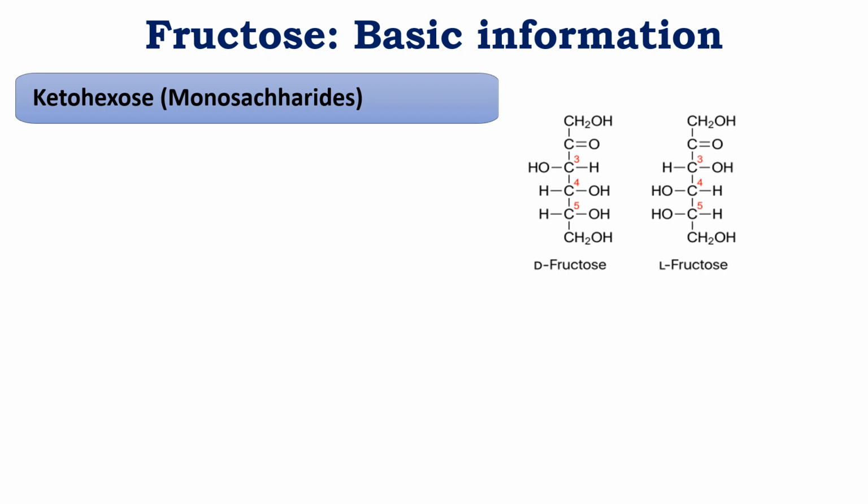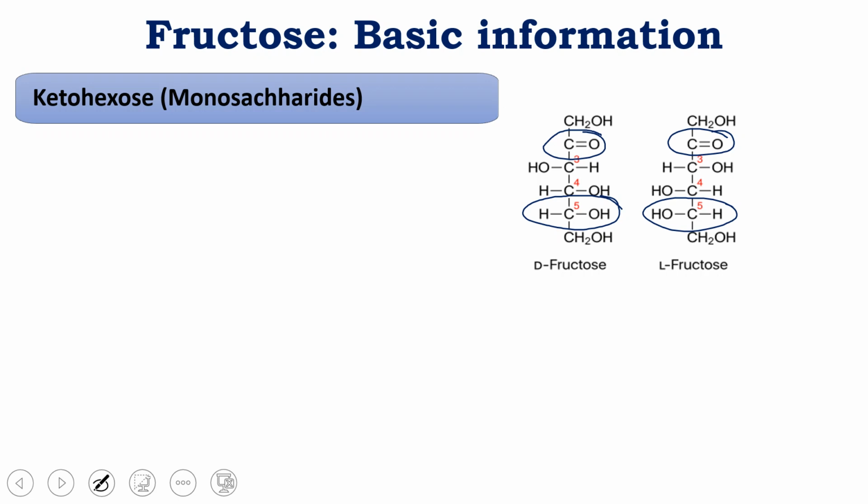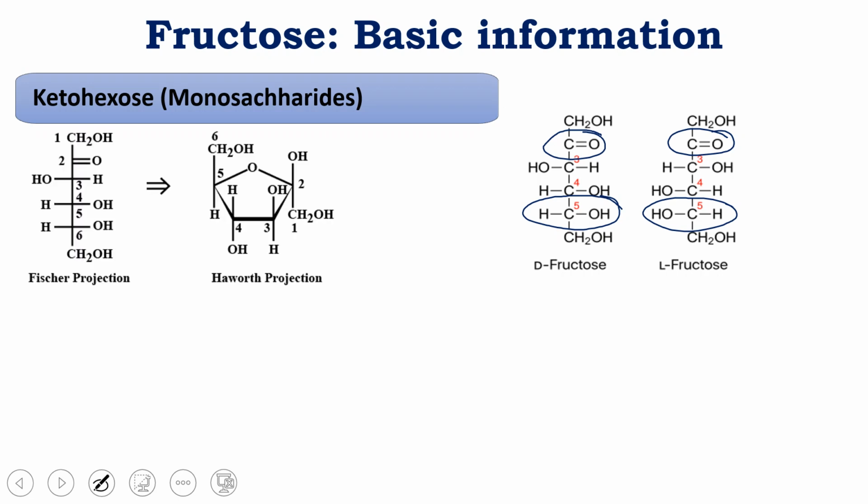If you see the structure, this is the fructose sugar, which has both D-fructose and L-fructose forms. This is the ketonic group, and on the basis of the fifth carbon we decide whether it is D-fructose or L-fructose. Here we have the Fischer projection, which is the open chain structure of fructose. Here the OH group is on the right hand side, so it is the D structure, and this is the ring form of fructose, called the Haworth projection.